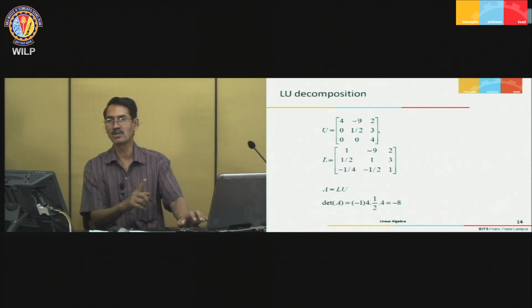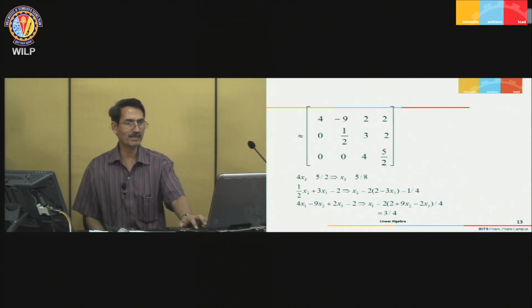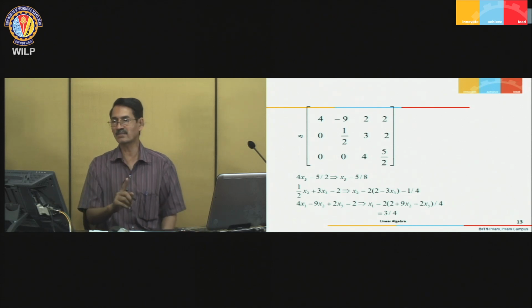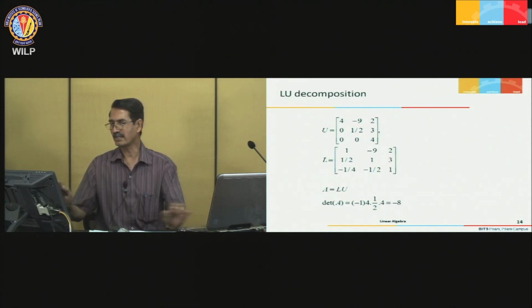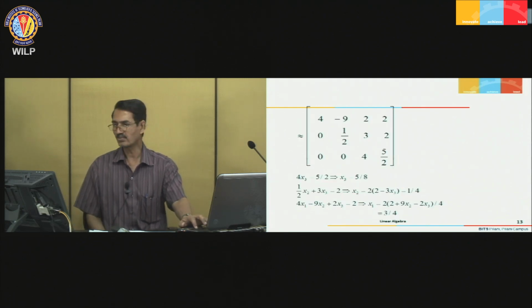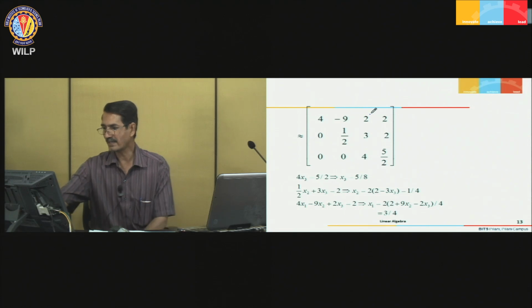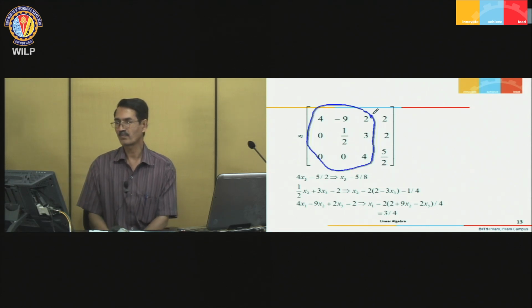I have told you how to find the determinant of the matrix. Suppose the matrix A is given to us, then how do we find the determinant of the matrix? The determinant of the matrix is the determinant of U. Look at here, and what is U here? The upper triangular matrix is U, that has been obtained from here. This matrix is our U, the upper triangular matrix.